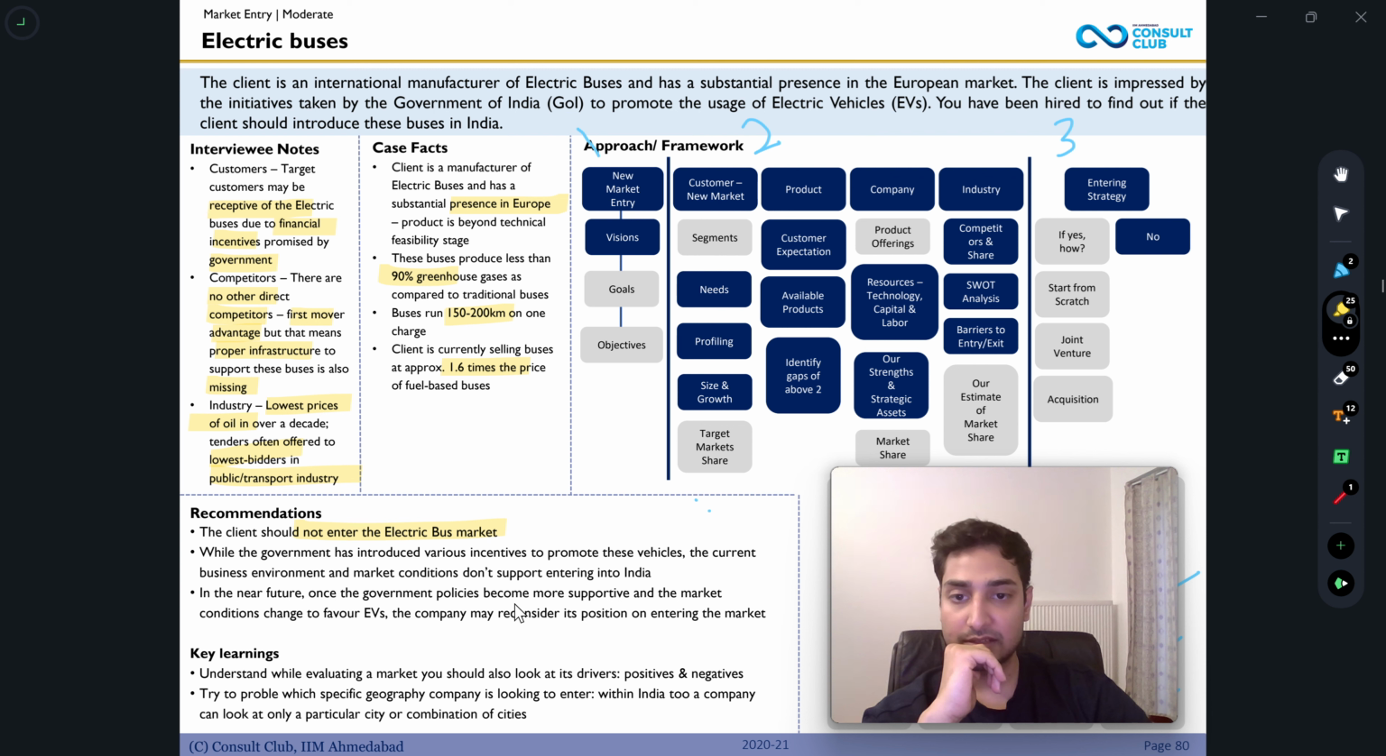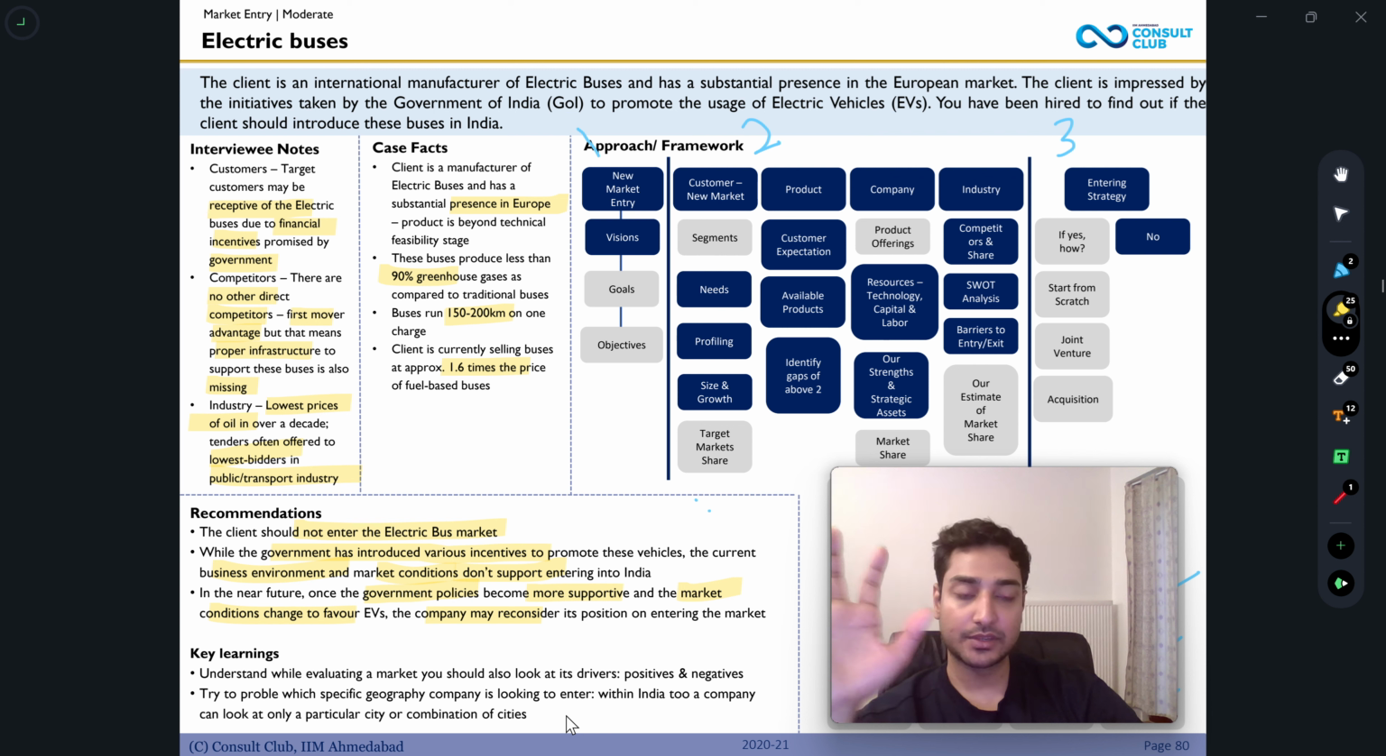While the government has introduced various incentives to promote buses, the current business environment and market conditions do not support entering India. In the near future, once government policies become more supportive and market conditions change to favor EVs, the company may reconsider its position on entering the market.